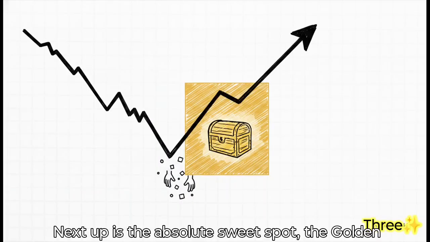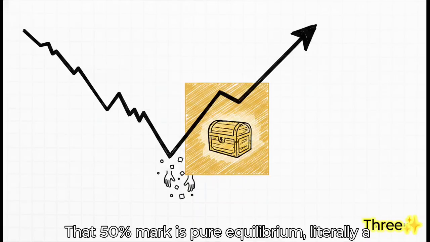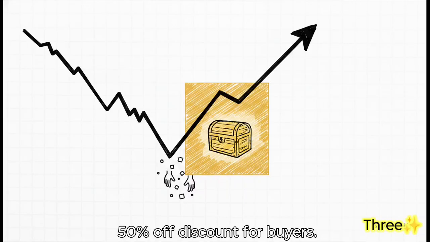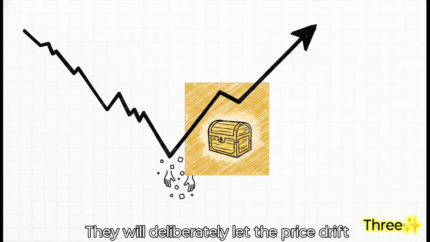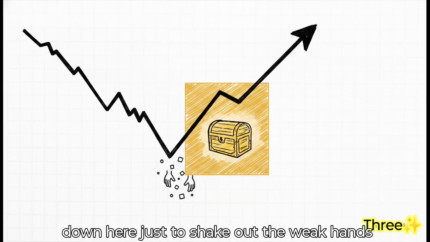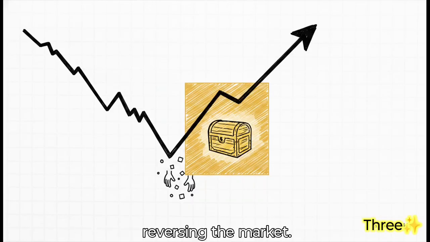Next up is the absolute sweet spot, the golden zone, sitting right between 50% and 61.8%. That 50% mark is pure equilibrium, literally a 50% off discount for buyers. Institutions absolutely love this zone. They will deliberately let the price drift down here just to shake out the weak hands and grab stop losses before aggressively reversing the market.